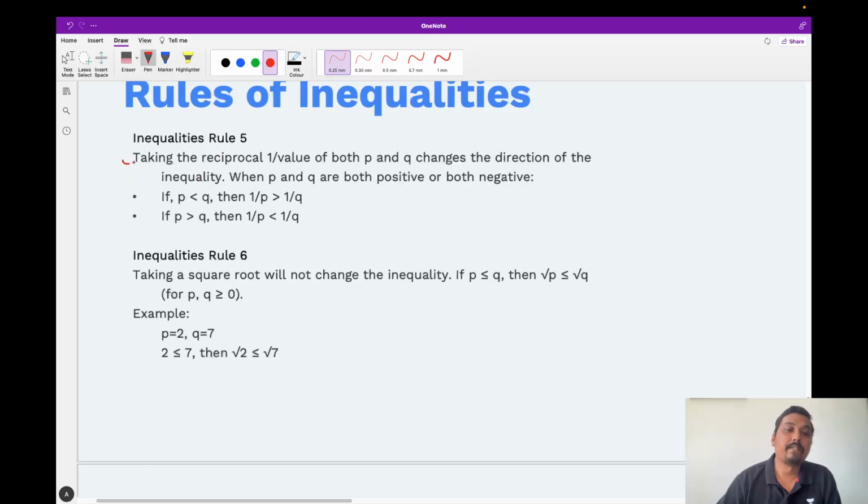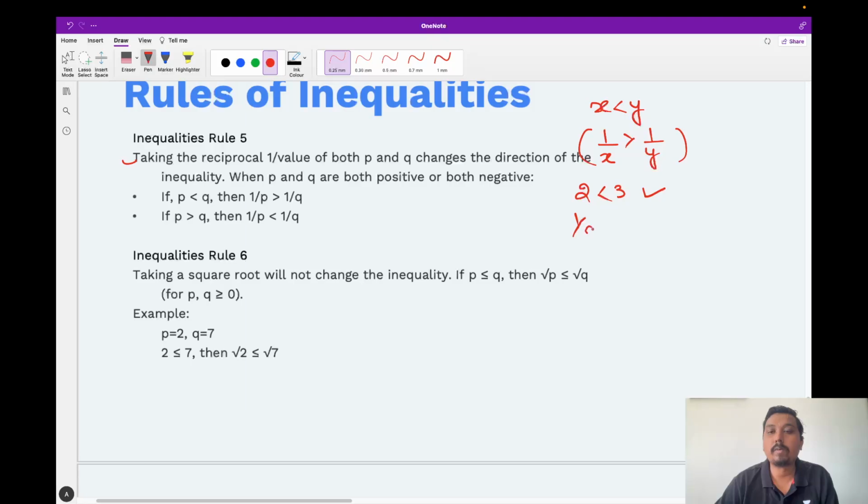Now, rule number 5. Suppose I have x less than y, and if I take a reciprocal, dividing both sides, the inequality sign is going to change. Okay, so the thing is like that. 2 is less than 3. We all know this is correct.